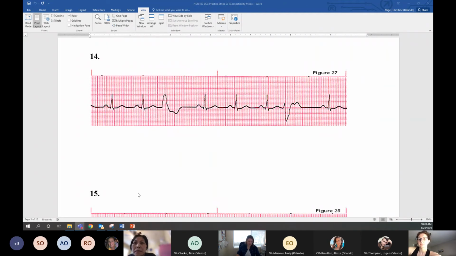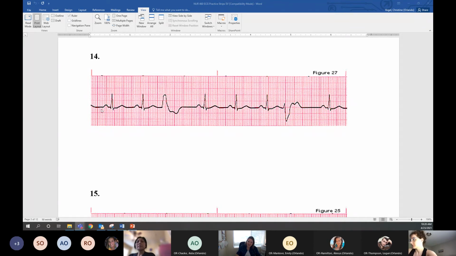You guys go ahead and do this one. It's a multifocal PVC? Yes, that's the feature that's on there. Nice job. What's the underlying rhythm? Should be sinus, right? Sinus rhythm with multifocal PVCs.